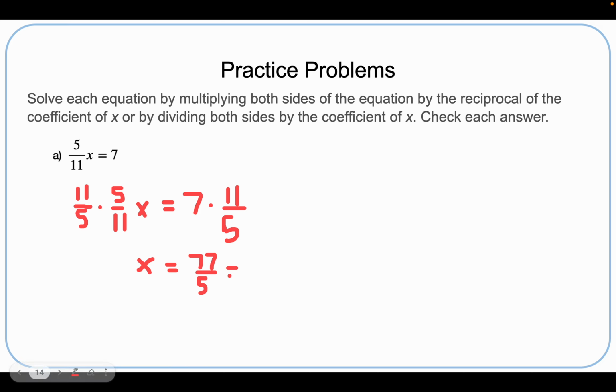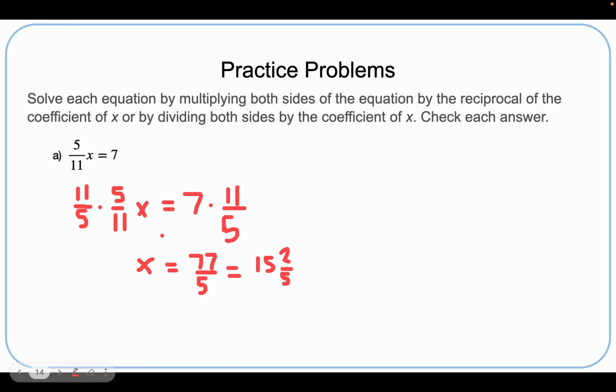And then we can go ahead and turn this into a mixed number. So 5 goes into 77. Let's see, 1, 15 and 2/5 is our solution there.